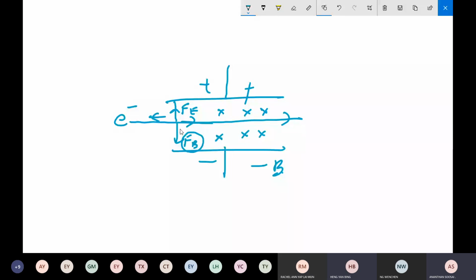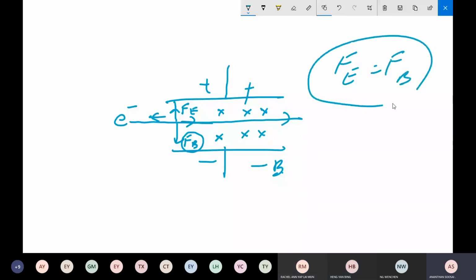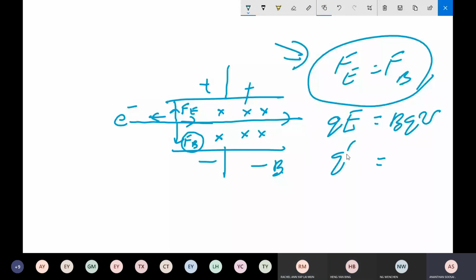So the conclusion is that Fe must be the same as Fb. All your calculation is going to be based on this foundation: Fe equals Fb to make a straight line. Fe is what formula? QE is your Fe. Fb is of course BQV. But E is what? V over d. So BQV equals QV over d. Don't confuse this V and this V. This is your potential difference between the plates. This is your velocity.